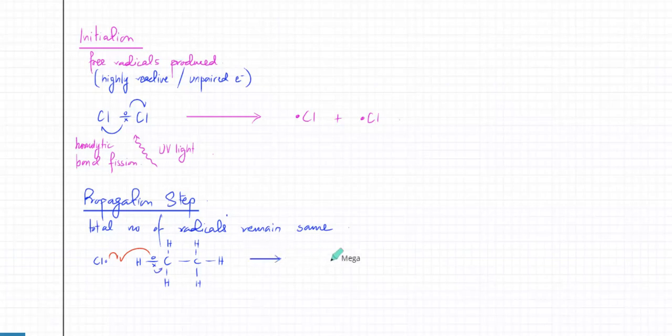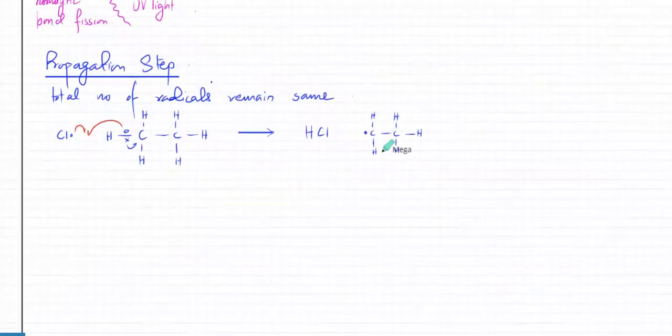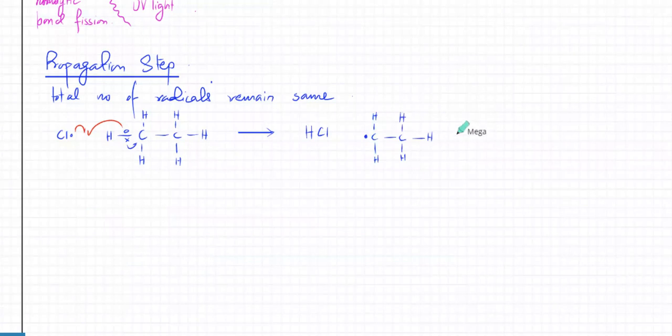which is going to be, the Cl gets its H, so it becomes HCl. And the carbon now is short of one bond because the H which was there is now gone. Cl has grabbed hold of that H, and carbon is left with its electron. And carbon is now a free radical. So this is going to be an ethyl radical.